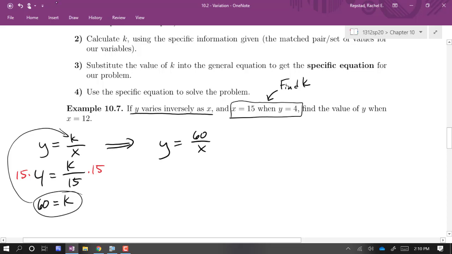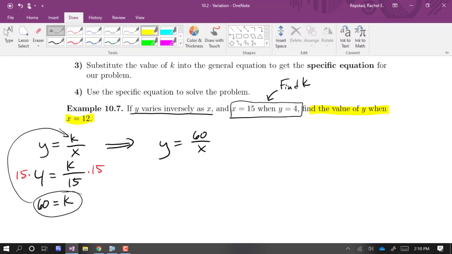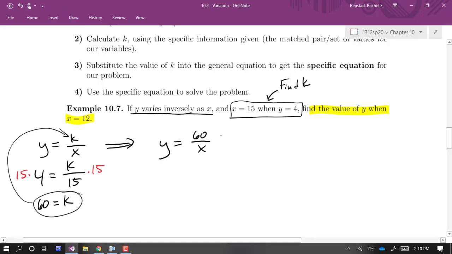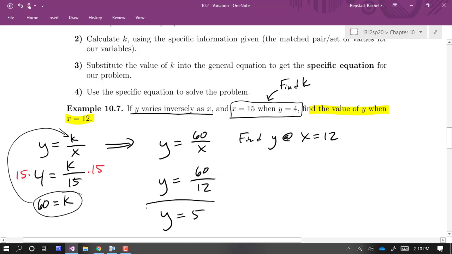Okay, now we can answer the question. Find the value of y when x is 12. Okay, so 60 divided by 12 is 5. There we are. So this is basically the process, the procedure that we go through. Let's do another.